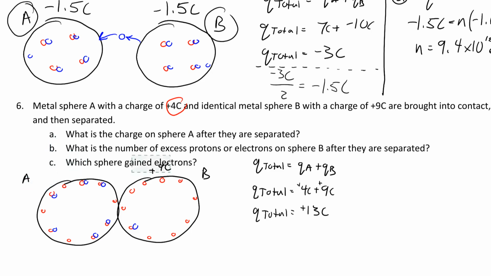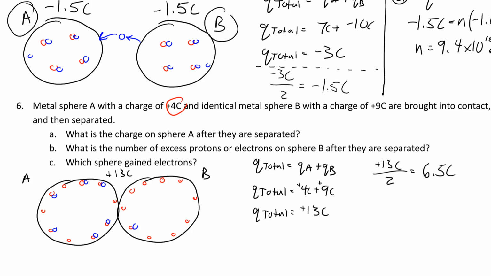This goes away. This goes away. And you're left with a total charge of 13 coulombs. And the electrons want to go to where there's more protons. They're attracted to the positive sphere B, the more positive sphere B. So I'm going to try to figure out how many I should move over. Let's see, if we split the positive 13 coulombs between the two spheres, you get 6.5 coulombs on each sphere.